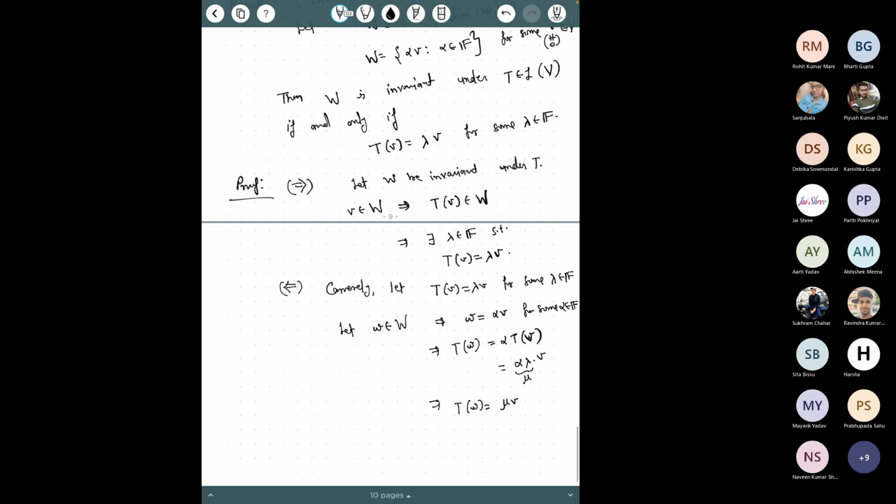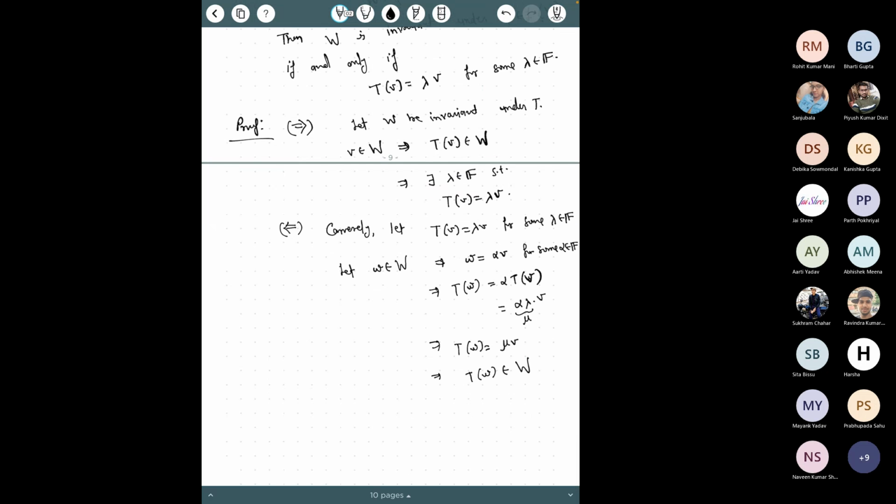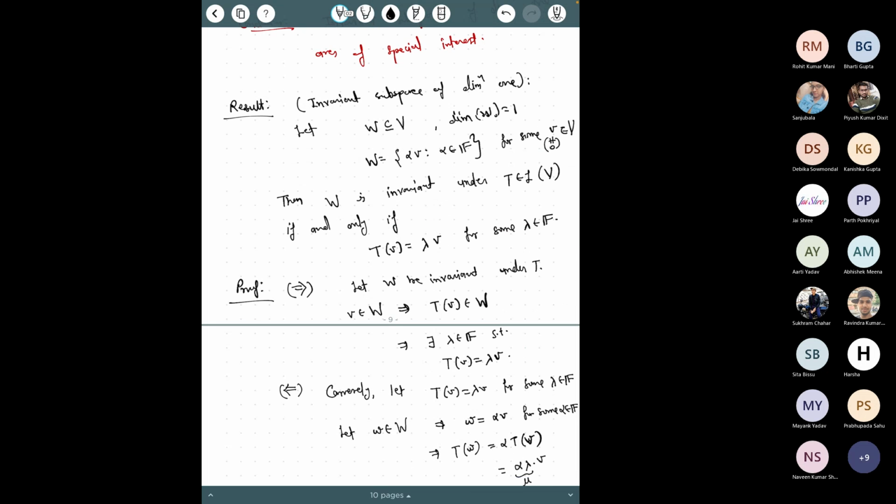But what does it mean? It means that T of w belongs to W. And this is true for any vector small w. So this implies that W is invariant under T. So what I want to say from this result is that any one-dimensional subspace is invariant under T if this kind of expression is satisfied.